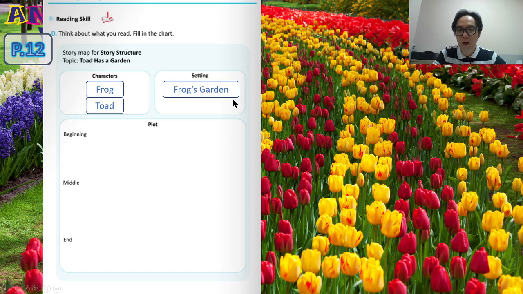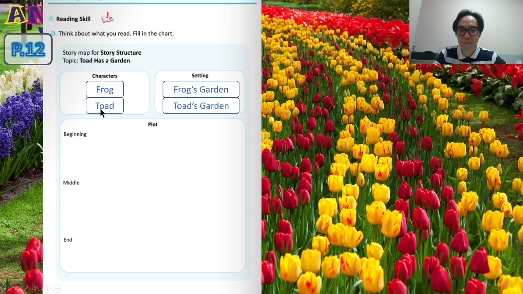But is that where everything happened? Is that where the important things happened? No, that was just the beginning. The important things happened where? In Toad's garden. Well, at least where he wanted to grow his garden, right? So it was happening in Toad's garden. Did you write down all those answers? Now we're going to go on to our next part.